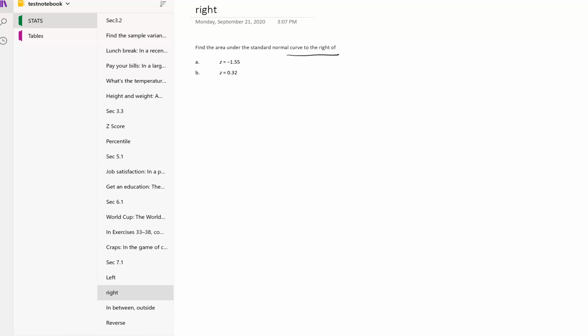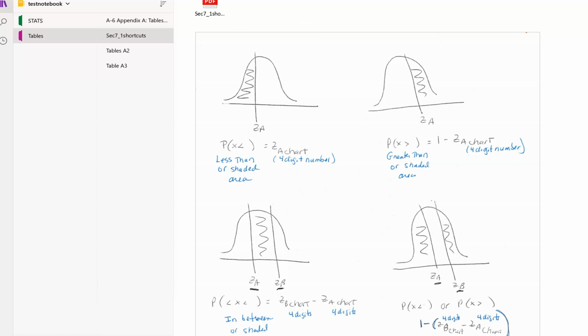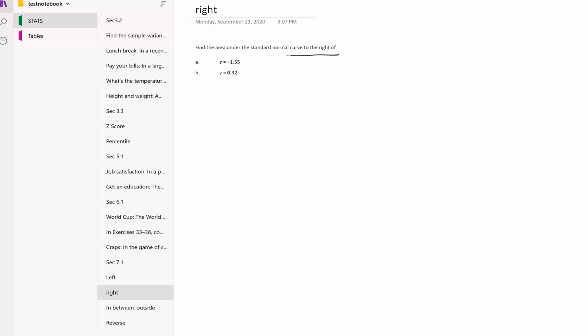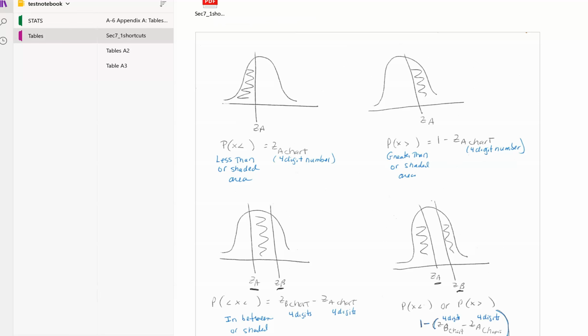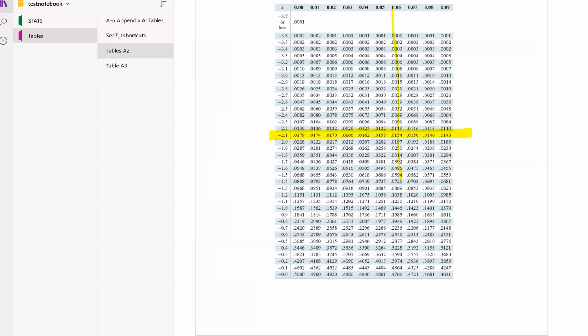These ones are to the right. So again, as a refresher, to the right, I look up the number and I subtract it from 1. So if I made a picture just to get a visual, 0's in the middle, negative 1 is around here, and I want all of this. So it should be a big number because this is almost all of it. So negative 1.55, I looked that up. So negative 1.55.